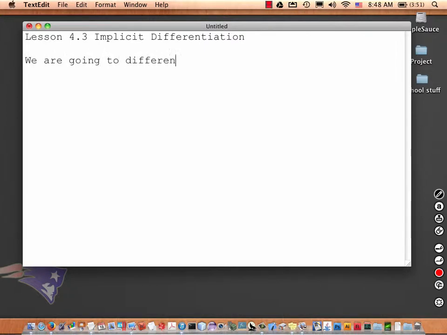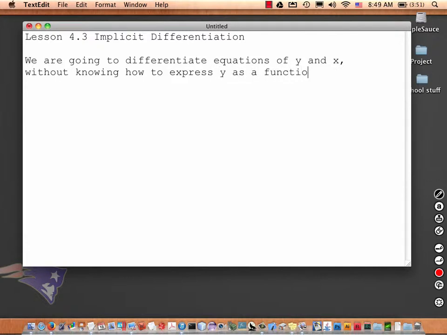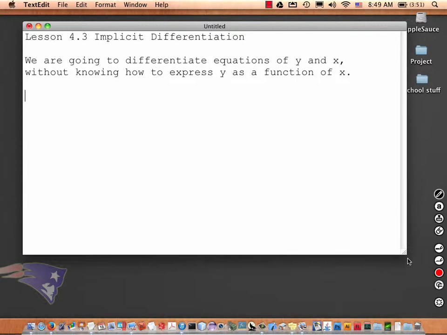to differentiate equations of y and x without knowing how to express y as a function of x. Without knowing how to express y as a function of x. Let me show you what I mean by that.